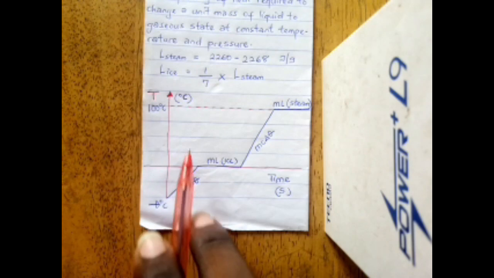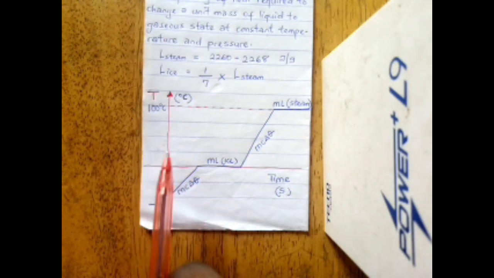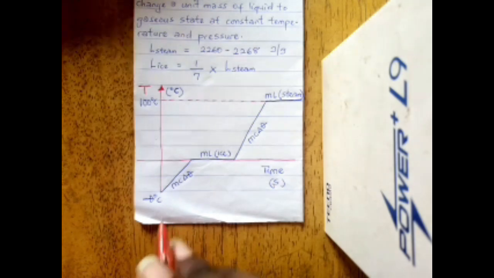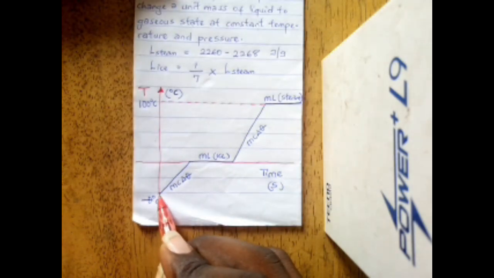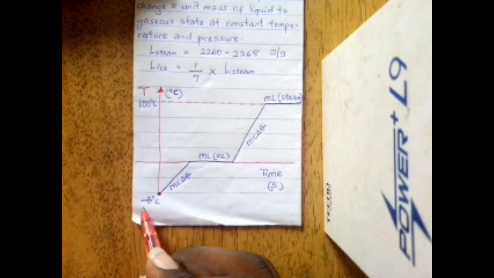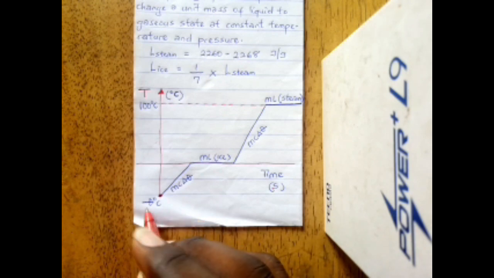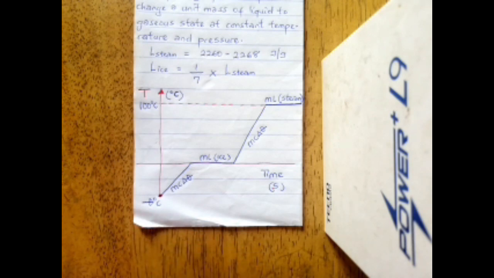So now we have a temperature-time graph here, with temperature against time. You have various stages of conversion from the solid state to the liquid state to the gaseous state. In the first instance, we have a solid, solid ice at this initial stage. It has a temperature of minus theta degrees Celsius. It is ice cold, so it has a negative temperature in degrees Celsius.